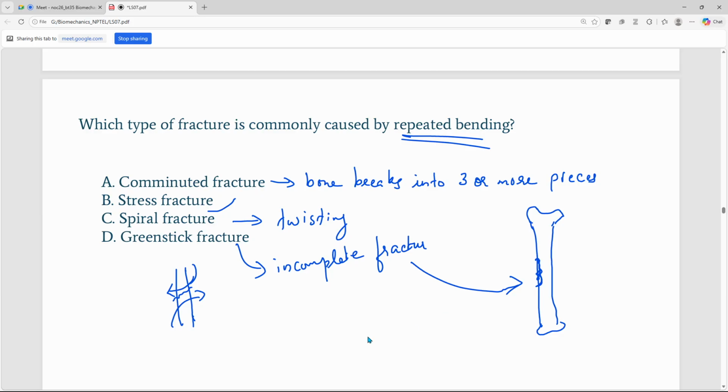Suppose by bending some portion, there is a crack in one particular portion, but it is not completely snapping away or getting apart. Such kinds of fractures are known as green stick fractures.